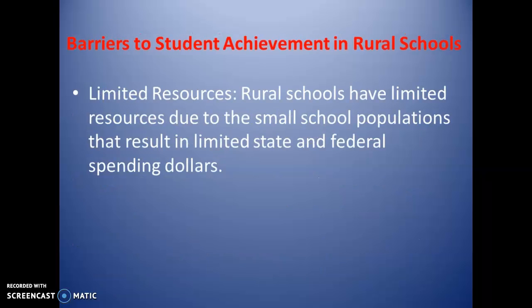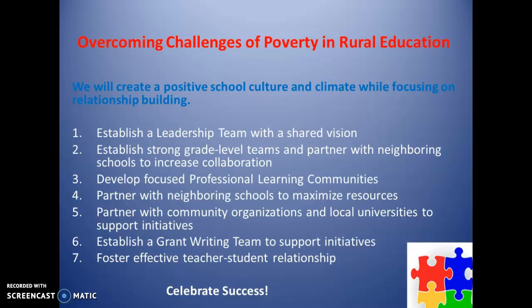Another barrier is limited resources. Rural schools have limited resources due to the small school population that results in limited state and federal spending dollars. Here are some things that we would like to see within our school in order to overcome challenges of poverty in rural education. The overarching goal is we will create a positive school culture and climate while focusing on relationship building. So everything will start with the people in the building.